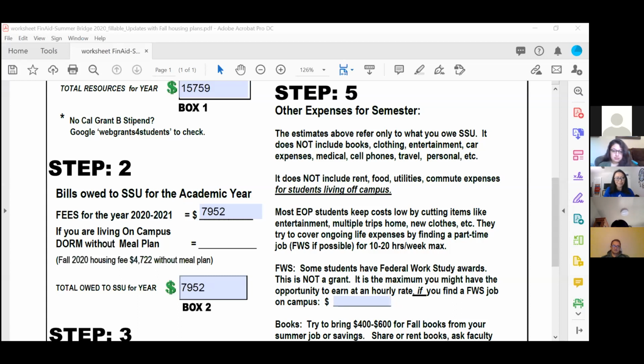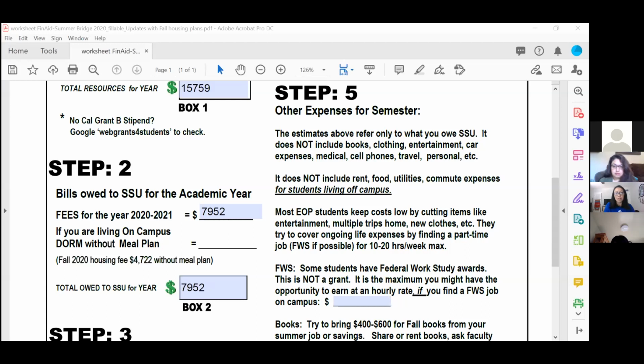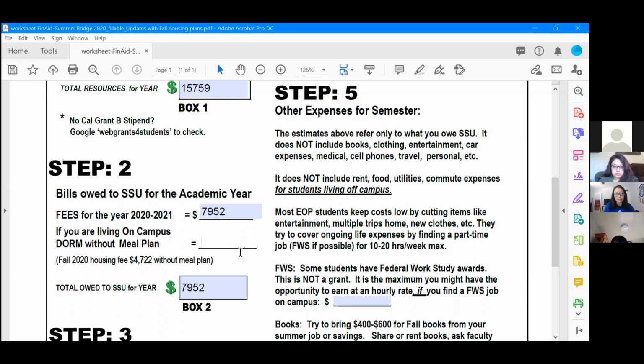Times 2, right? So let's do 4,722 times 2. So the full amount for the academic year is $9,444. Okay, so I'll go ahead and put that in here.